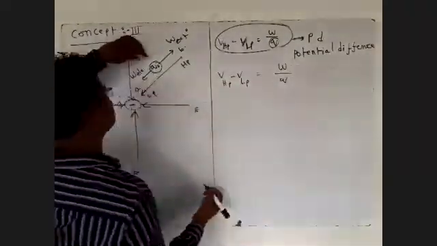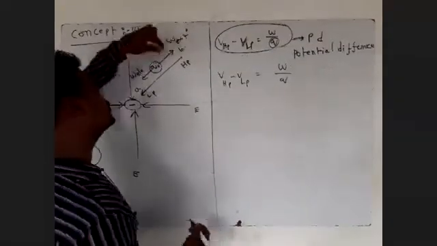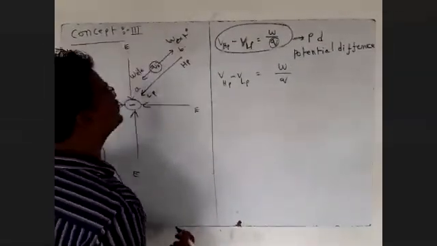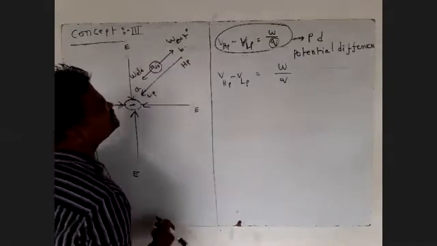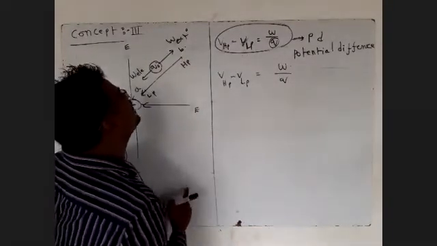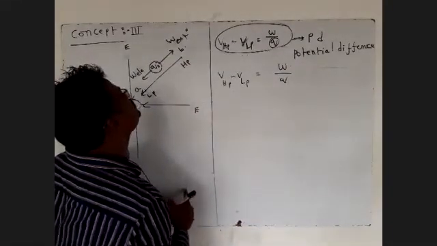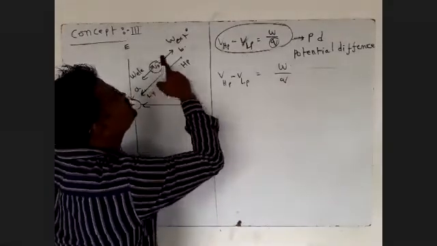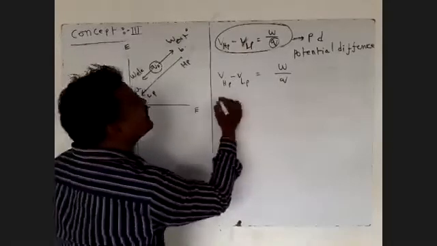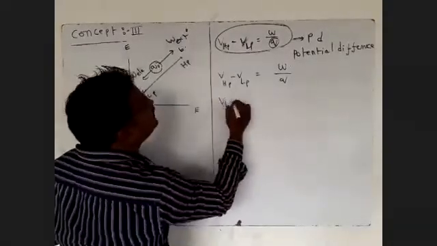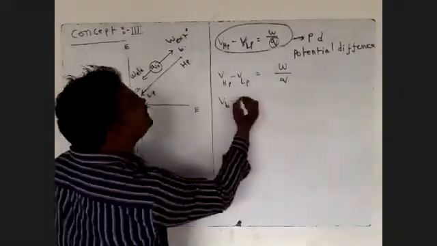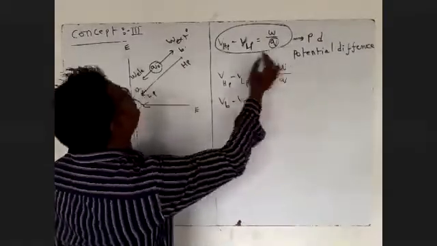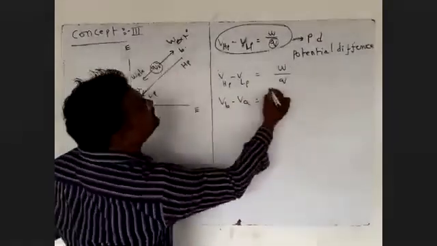What type of work is this? This Q naught is moving from B to A. The positive charge moves from high potential to low potential. High potential is taken as B, low potential is taken as A. That is work done by the electric field.